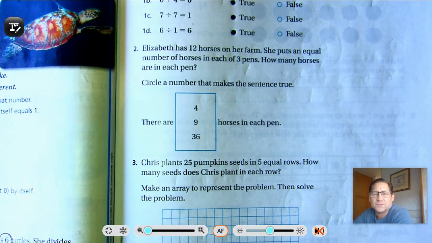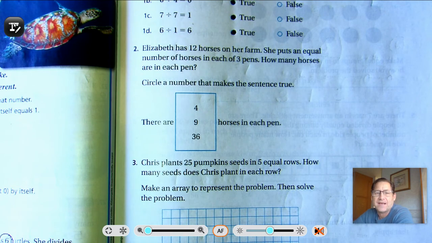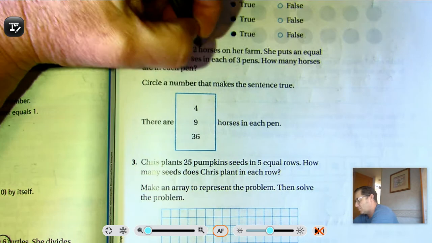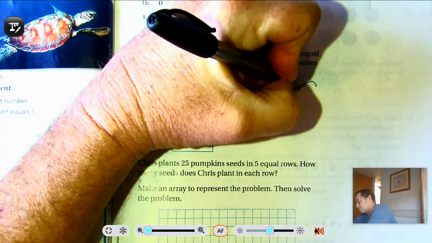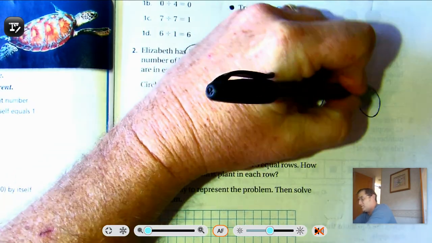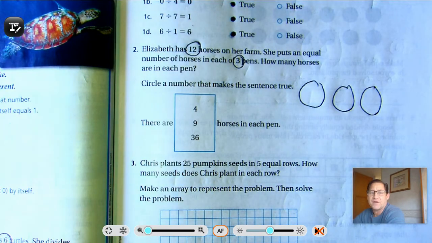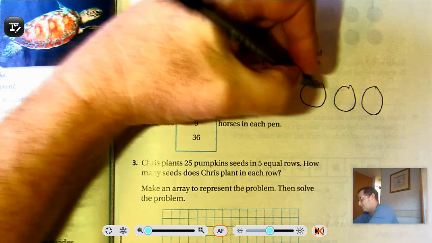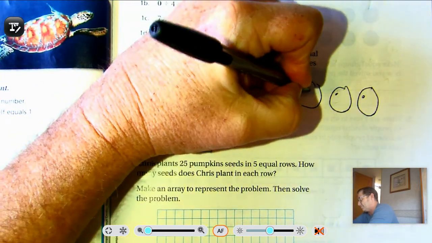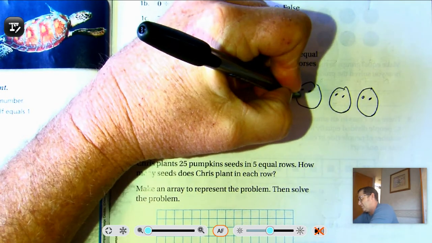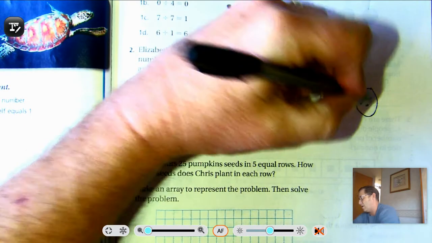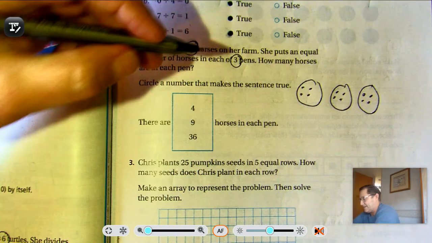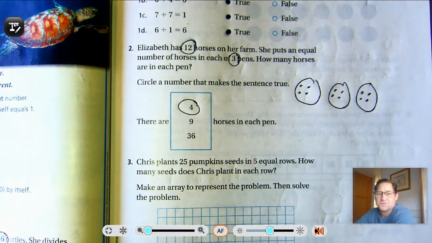Elizabeth has 12 horses on her farm. She puts an equal number of horses in each of 3 pens. How many horses are in each pen? 12 horses, 3 pens. Well, we can draw 3 circles to represent the horse pens, and we have 12 horses to share. So let's put 1 in each circle or group until we have 12. So we have 3, 6, 9, 10, 11, 12. So there would be 4 horses in each pen.